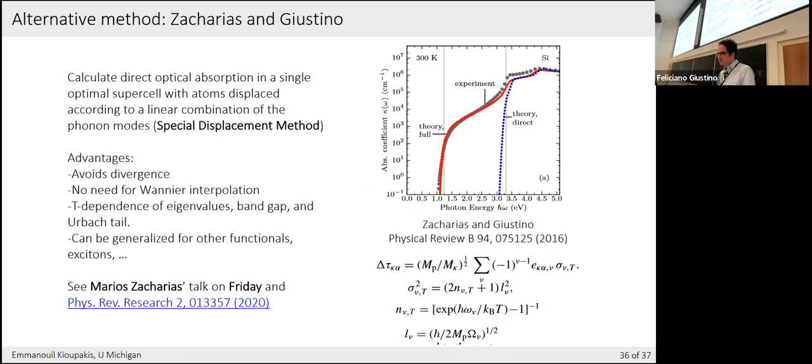So by working with a supercell, we get several advantages, such as we can avoid the divergence, we don't have to do any interpolation to get those properties. We can also naturally include the temperature dependence of the eigenvalues and the band gap, as well as get an Urbach tail for the absorption, and it can be generalized to other functionals. And also, there's work where this method is being combined with excitonic effects. So for more of that, this is one of many papers from Mario where he discusses this method, but also you can hear more in his talk on Friday. So again, if you're looking for a broader spectrum, you can do supercells. That's another method you can consider as well in the calculation of the optical spectrum.